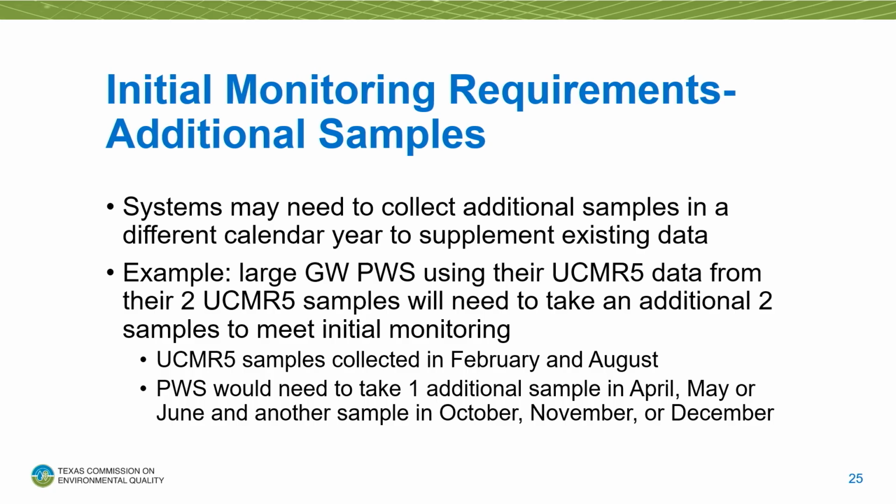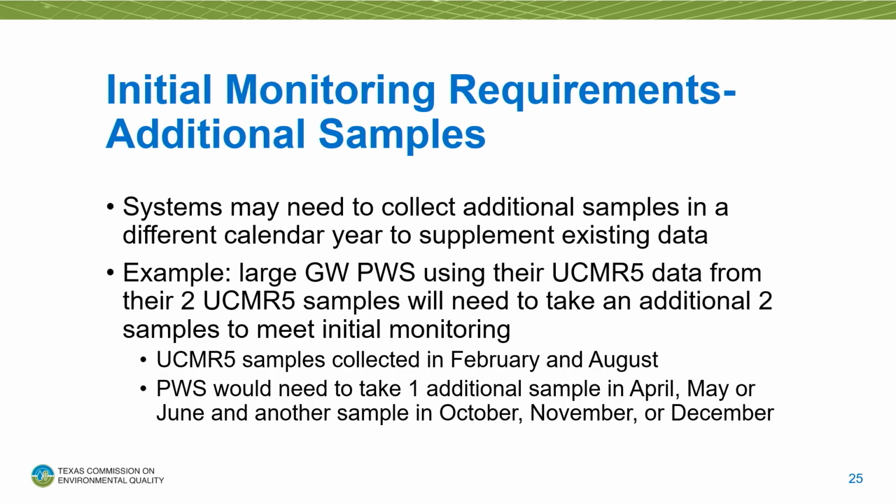So, for example, if that groundwater system that had a population over 10,000 sampled in February and August, then for the February one, they met first quarter, and for August, they met third quarter requirements. That PWS would need to take an additional sample for second quarter, so in April, May, or June, and then they would need to take another sample for fourth quarter in October, November, or December. And for these, they would also need to be 2 to 4 months apart.